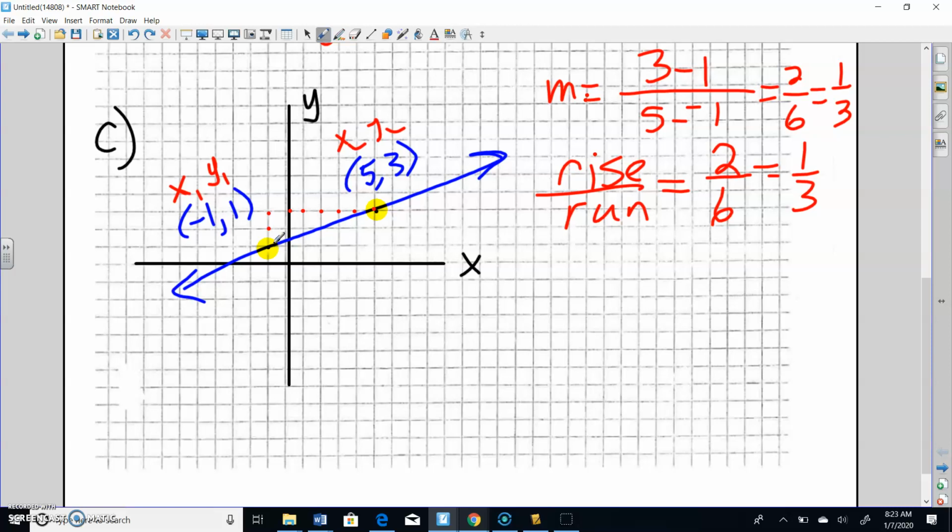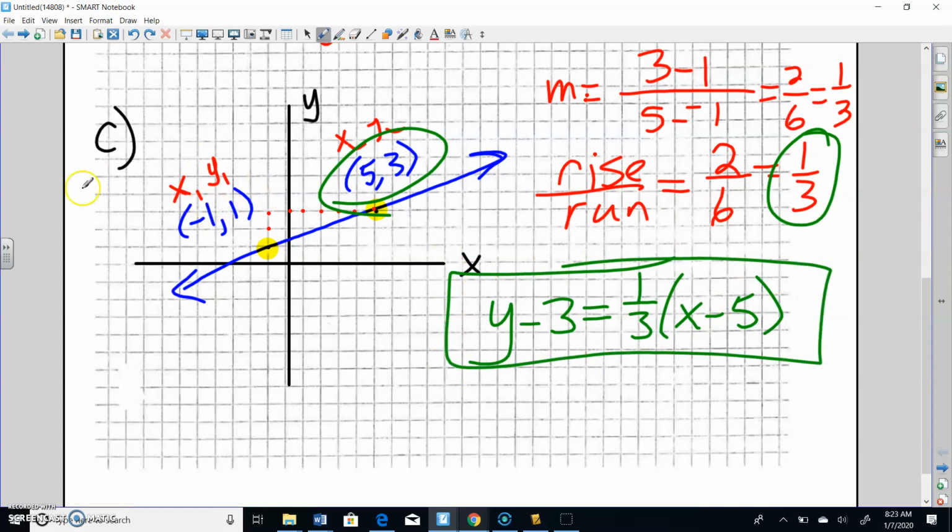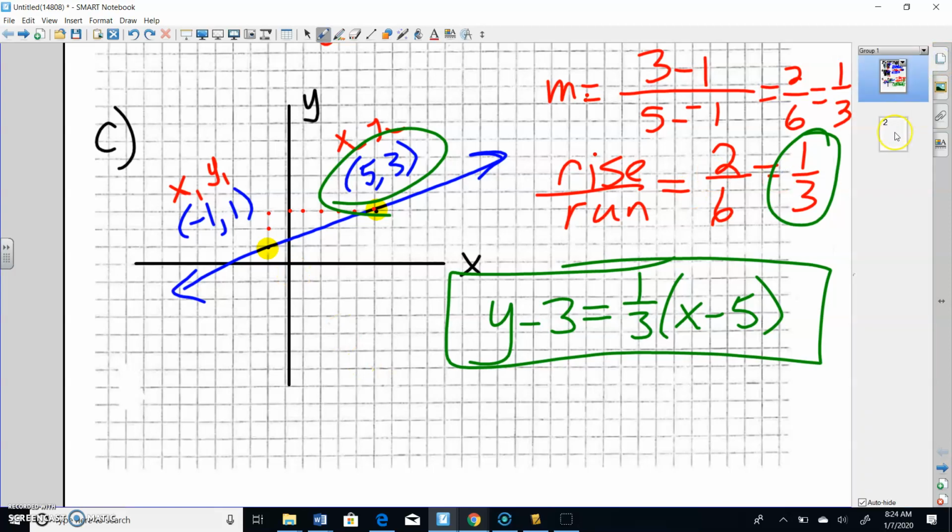So, and then the last part to find the equation is we've got everything we need. We have our slope, and we have one of the points. We can pick a point. I'm going to use the second point, 5, 3. So my equation would be y minus 3 equals 1/3 (x minus 5). Of course, if you use the other point, your equation would be y minus 1 equals 1/3 (x plus 1), because you would subtract a negative 1. Okay, let's do another one like that.